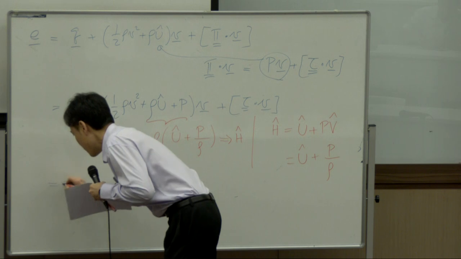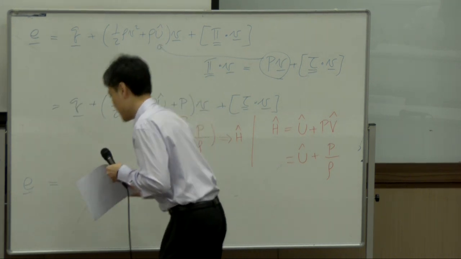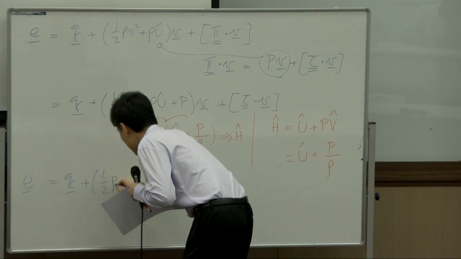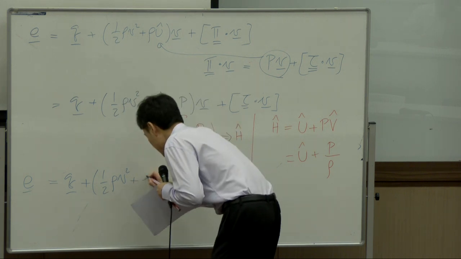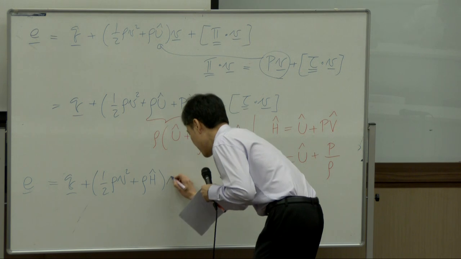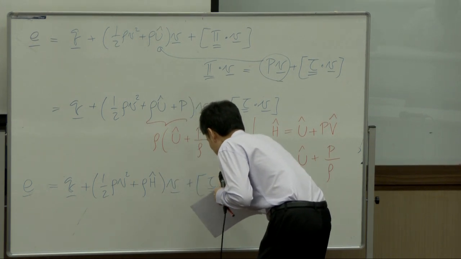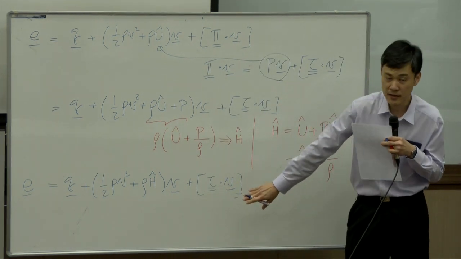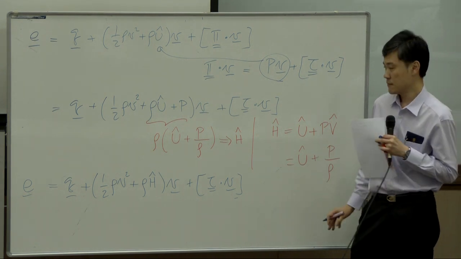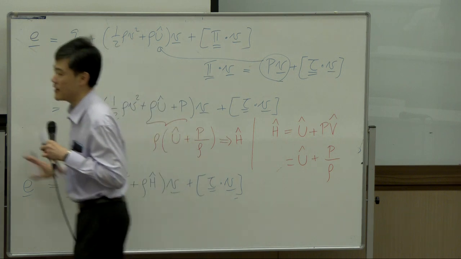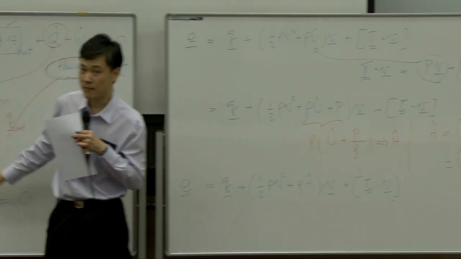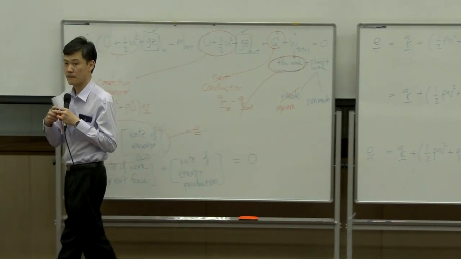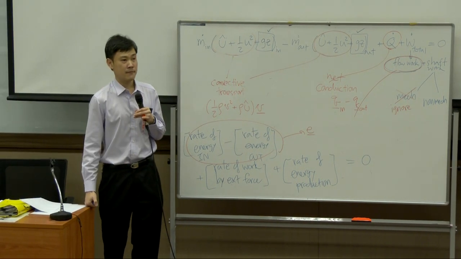So I can write the combined flux as conductive transport plus 1 over 2 rho v squared plus rho h v plus tau dot v. This tau would be the same tau as in momentum transport. Then we can use this combined flux in our shell balance and find temperature profile. That will be in the next chapter. All right? Any question?